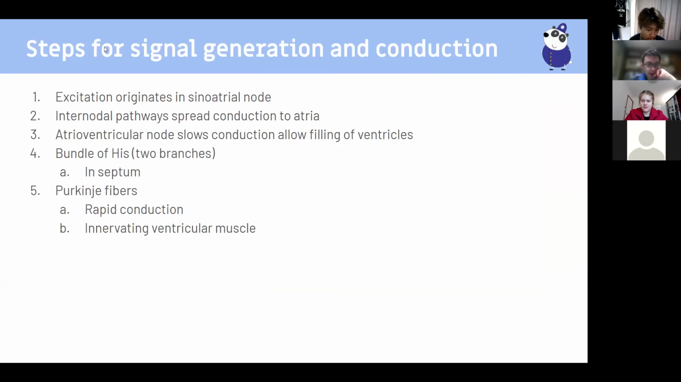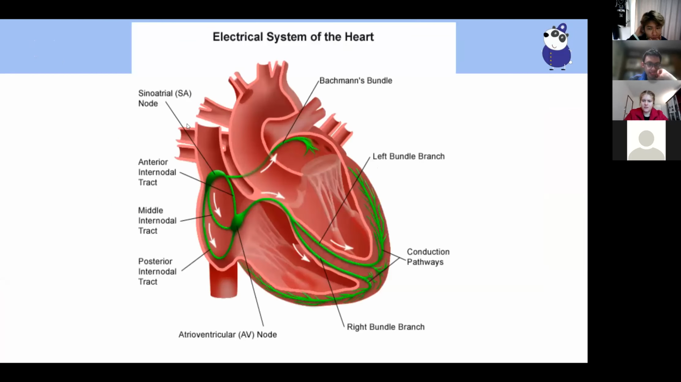So we spoke about this excitation in sinoatrial, internodal spreads. Yeah, we've done that. This is another image. Essentially, it's different because it shows you the heart more nicely, and it has the different internodal tracts, anterior, middle, posterior. This is your septum of your ventricle, where your bundle of His is. This is your AV node. This is your bundle of His. Bachmann's bundle takes it from the right atrium to the left atrium, so these are coordinated. Yeah, this is your tricuspid valve on the right side of your heart. This is your mitral valve on the left side of your heart.